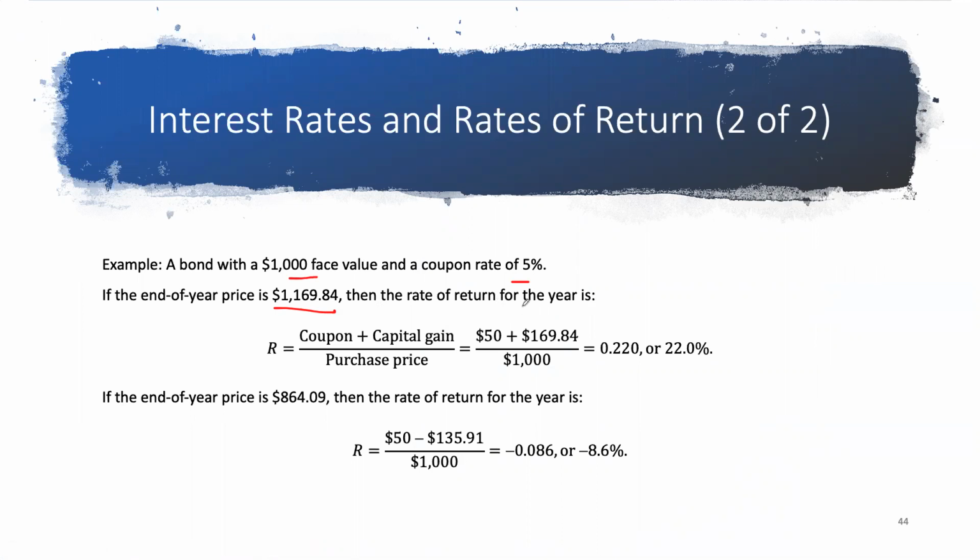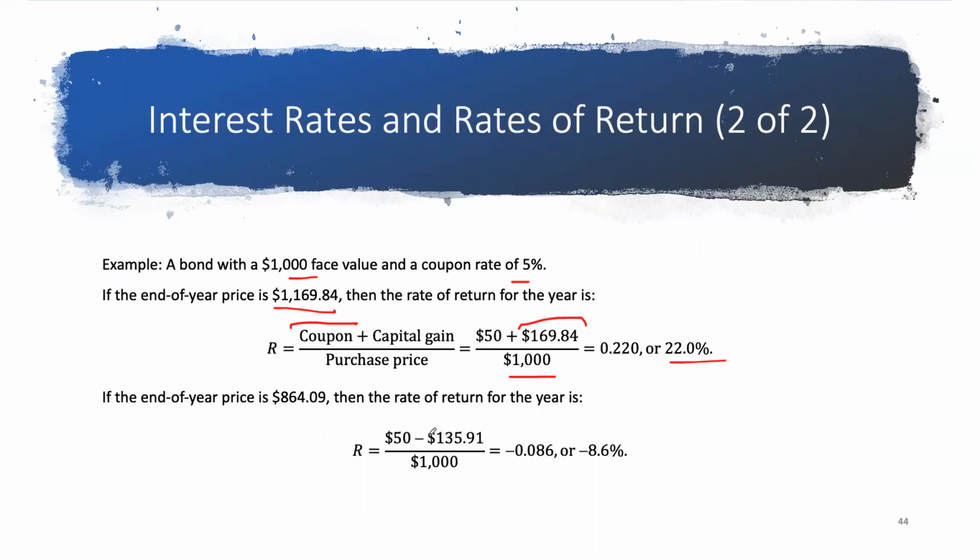So the rate of return for this bond is going to come from two sources. One is that you're going to get a coupon payment, which is 5% of $1,000, so $50 is the coupon payment. That's one source of return from this instrument. The other source of return is from capital gains, right? This $1,000 bond is now worth $1,169.84. So you realize a capital gain of $169.84 over the original purchase price of $1,000. So you earned a return of 22%.